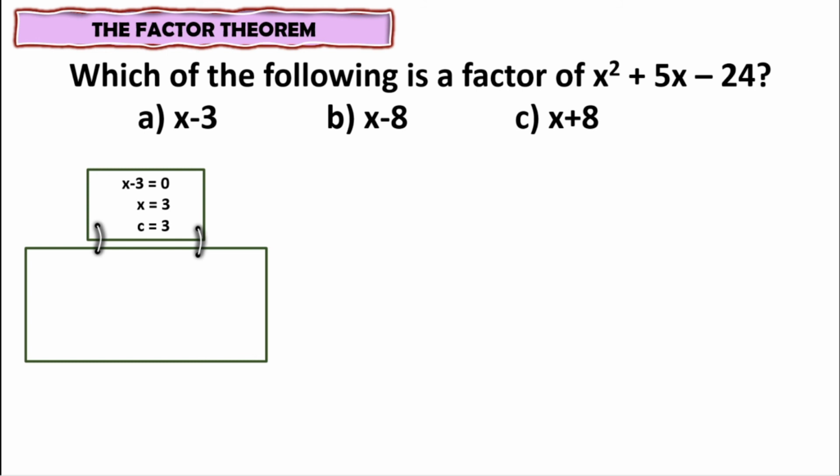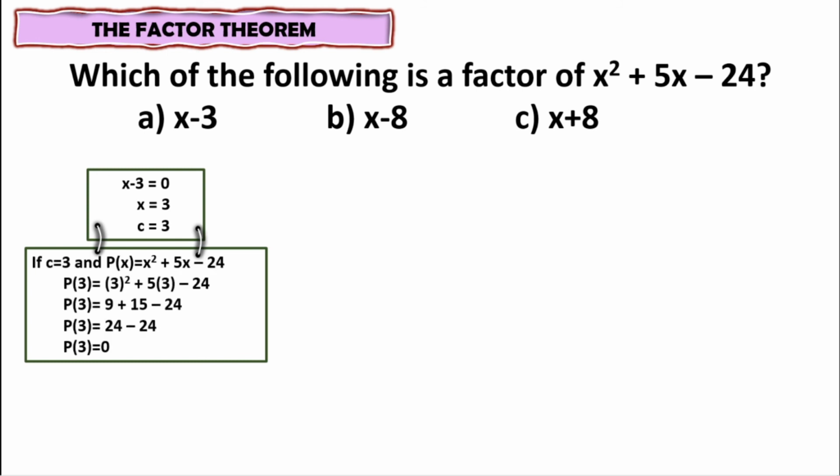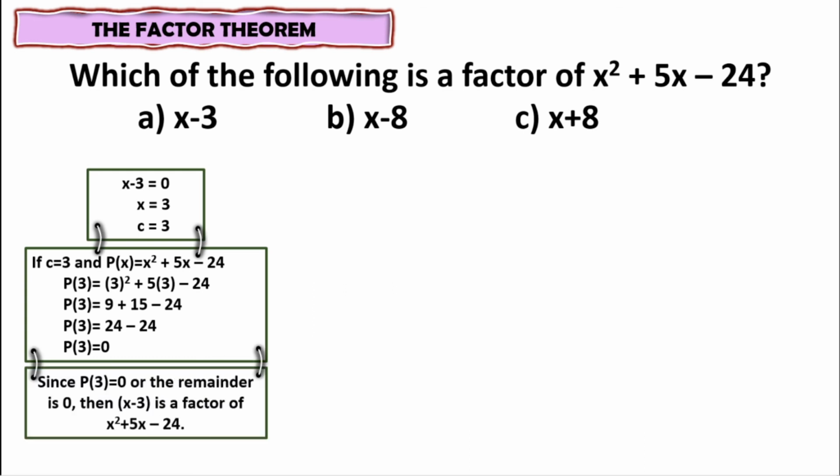Evaluating the polynomial using c is equal to 3, we can have p of 3 is equal to 3 squared plus 5 times 3 minus 24, which can be simplified further as p of 3 is equal to 0. Since p of 3 is equal to 0, or the remainder is 0, then x minus 3 is a factor of x squared plus 5x minus 24.